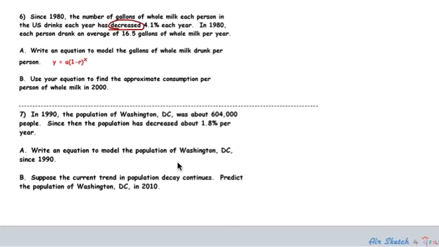Write an equation to model the gallons of whole milk that's drunk per person. Okay, what is different about this formula versus the one we were using before, and why? Nicholas? You get the 1 minus. It's got a 1 minus instead of 1 plus because? Because the rate is decreasing. Good, the rate is decreasing. Very good. Instead of increasing.